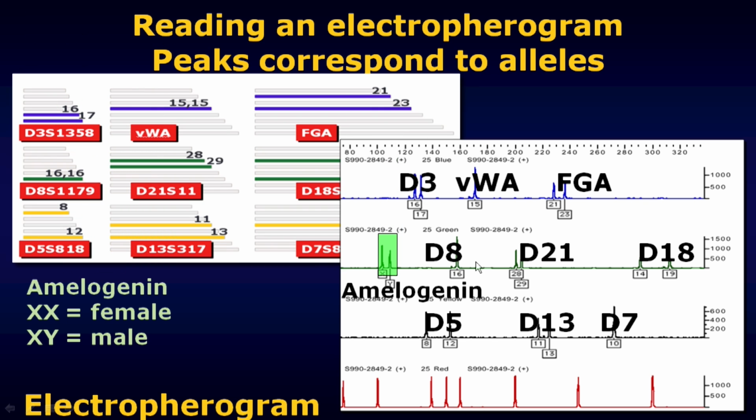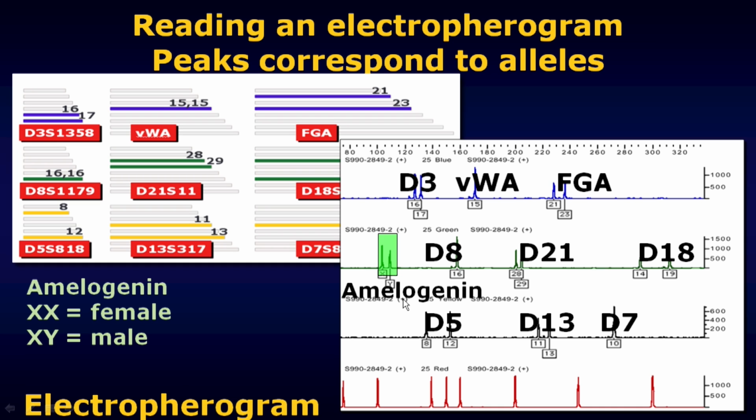There is one other locus that you may have noticed. It's this one here in the green, the leftmost on the electrophoregram. This is from a locus that's not polymorphic, right? So there are 9 polymorphic loci for this particular test kit. One not so polymorphic locus.